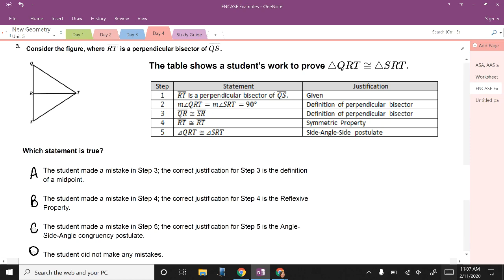What do you think? Did they make a mistake? Sometimes the mistake is glaringly obvious. Sometimes it's not. All right, what do you think? Did the student make a mistake? Well, what was the mistake?